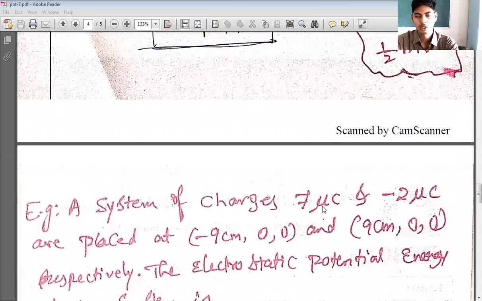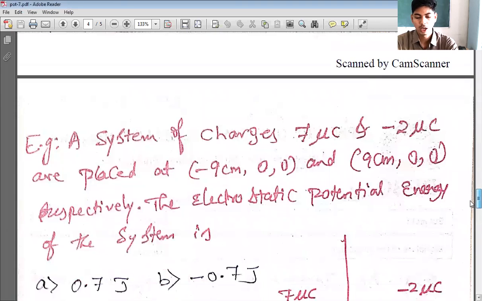A system of charges 7 microcoulomb and minus 2 microcoulomb are placed at minus 9 centimeter, 0, 0 and 9 centimeter, 0, 0 respectively. Electrostatic potential energy of the system is. See here the position coordinates are given. You are not given the distance between the two charges. 7 microcoulomb is placed at minus 9 centimeter, 0, 0. Minus 2 microcoulomb is placed at 9, 0, 0 centimeter. You need to find out the electrostatic potential energy of the system.